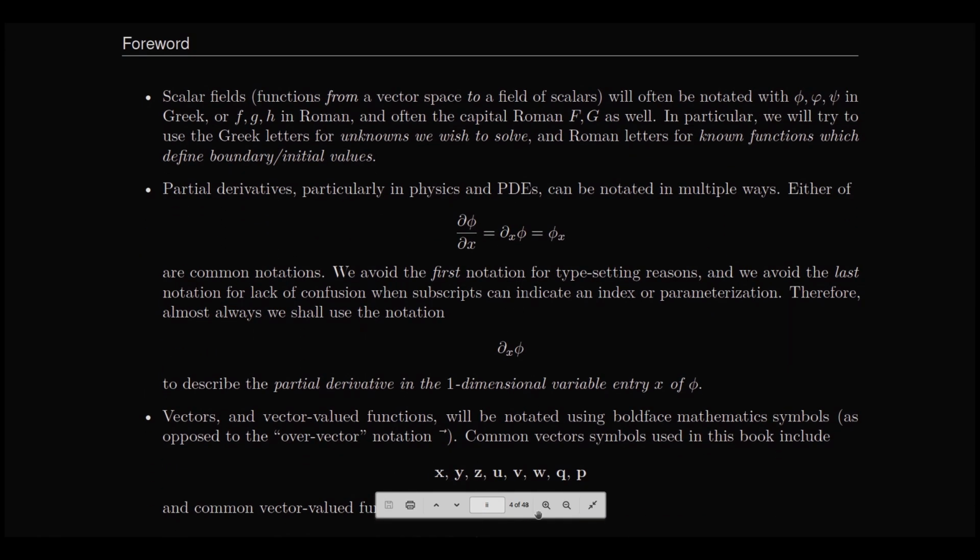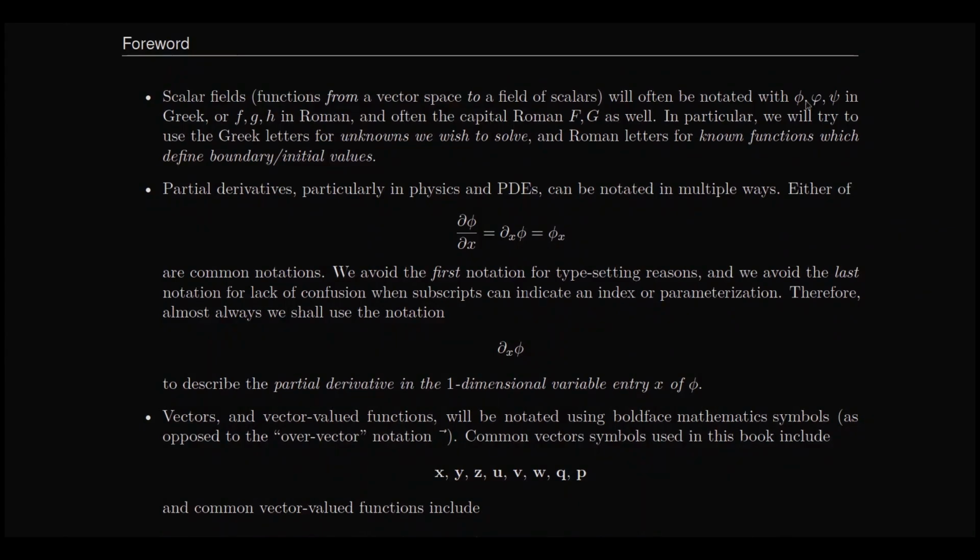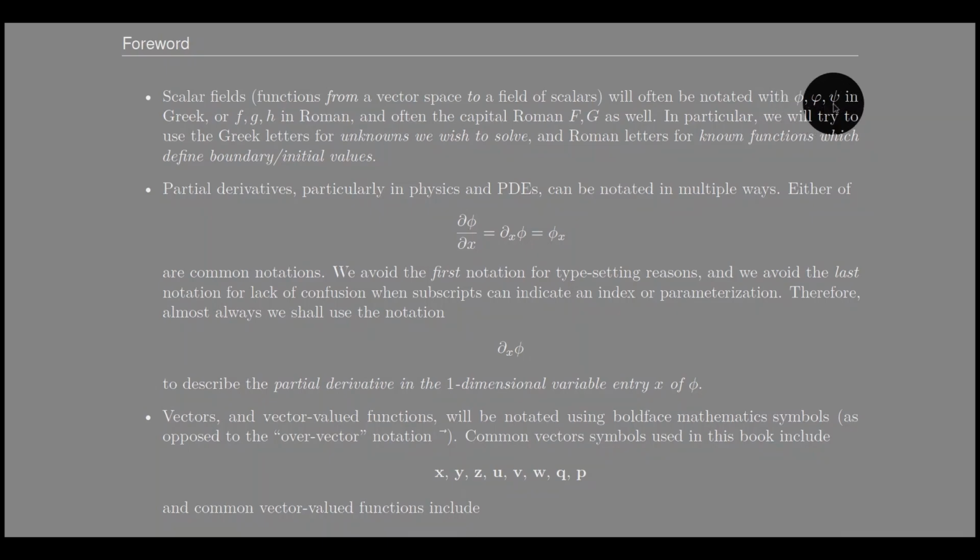Scalar fields are going to be represented by the Greek letters phi, or this variant on phi, I'm just going to call it var phi for variant of phi, and psi. So those are 3 maybe somewhat new Greek letters for all of you. Or F, G, and H in the Roman situation. So we may also use capital F or capital G in the Roman alphabet. A lot of times I'm going to keep these Greek letters, phi, var phi, and psi, as the unknowns we're going to solve in PDEs.